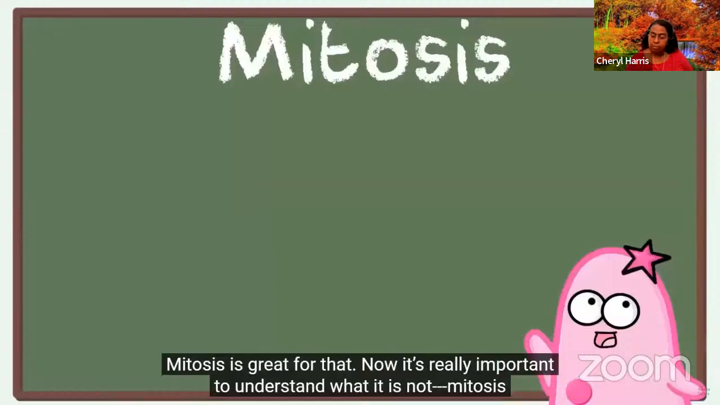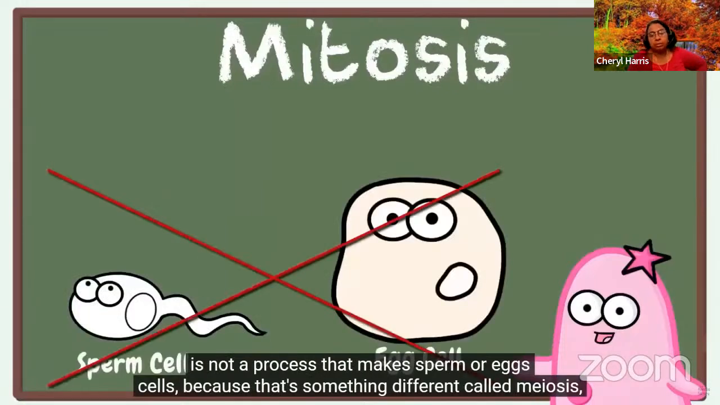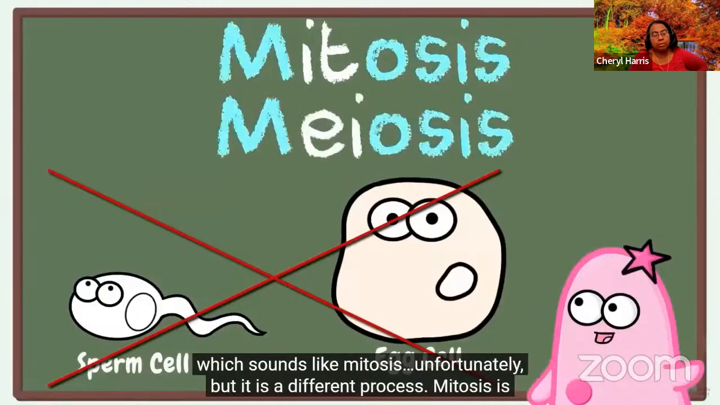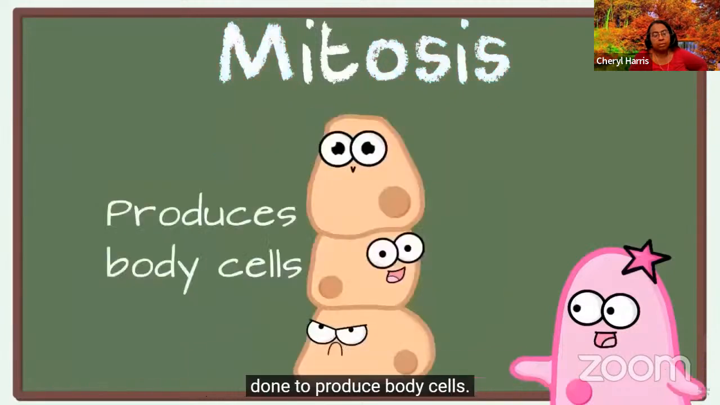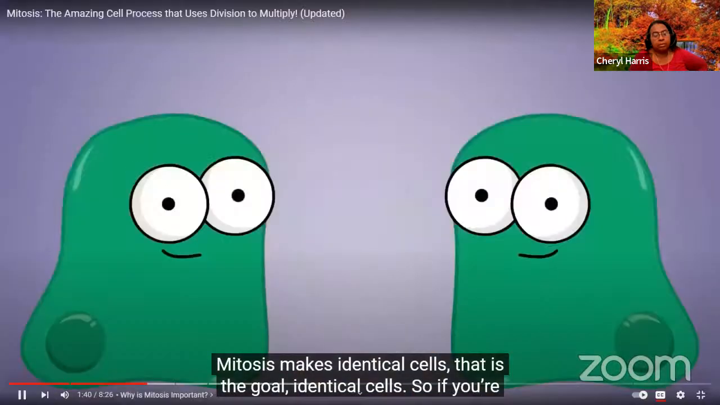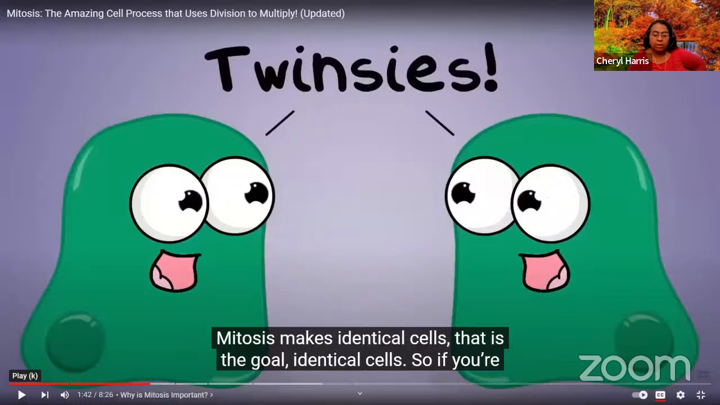Now, it's really important to understand what it is not. Mitosis is not a process that makes sperm or egg cells because that's something different called meiosis, which sounds like mitosis, unfortunately, but it's a different process. Mitosis is done to produce body cells. Mitosis makes identical cells. That is the goal, identical. All right, write that down also. It makes identical cells, which means all of the chromosomes are going to look like all of the new chromosomes.